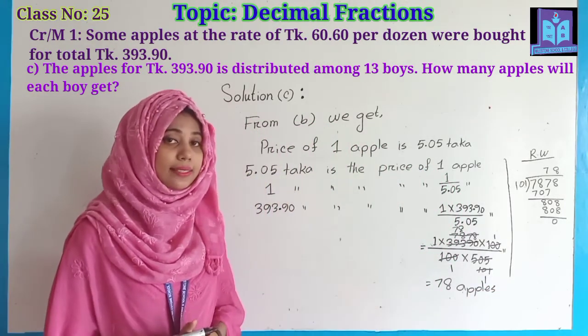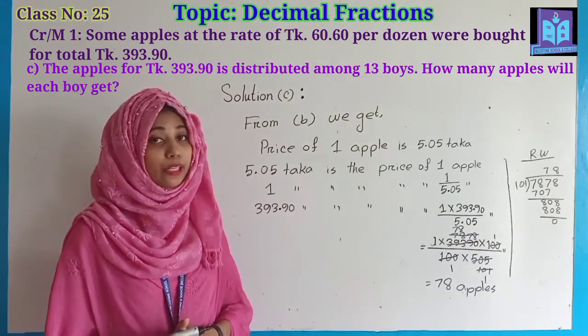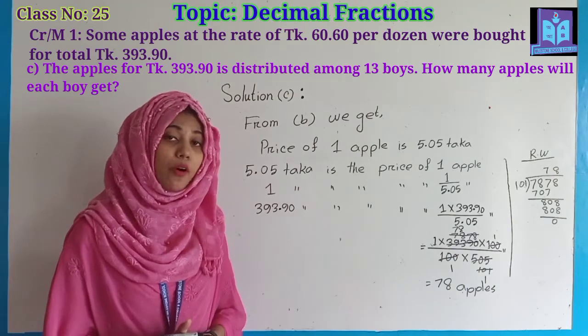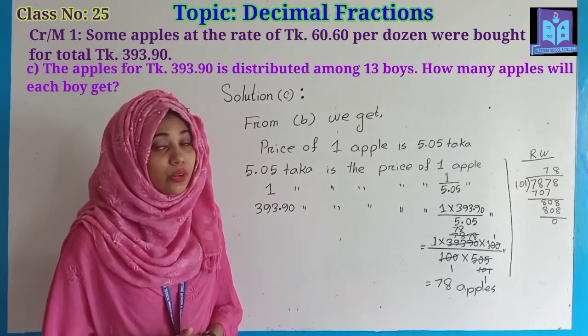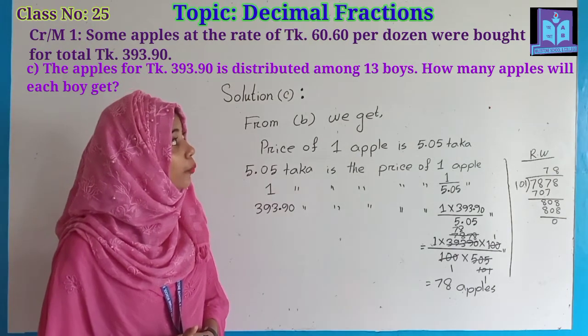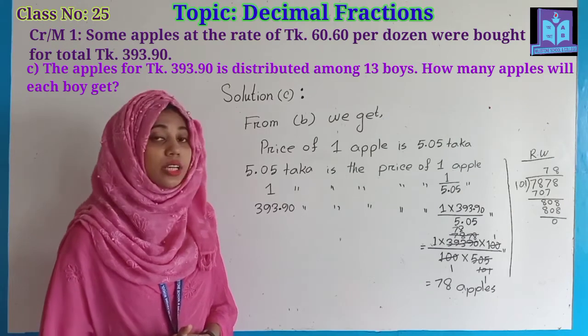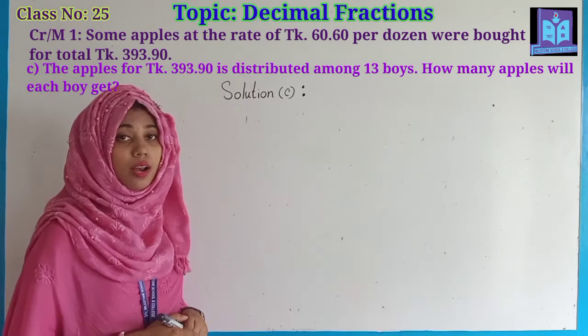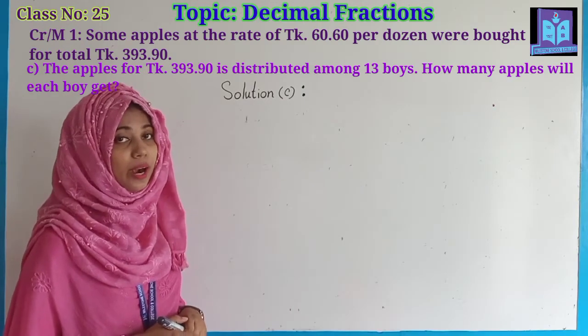That is not our answer. Why? Because you have to distribute these 78 apples among 13 boys. In our question, you have to find out how many apples each boy gets. It means one boy gets how many apples. Now, let's solve the second part.